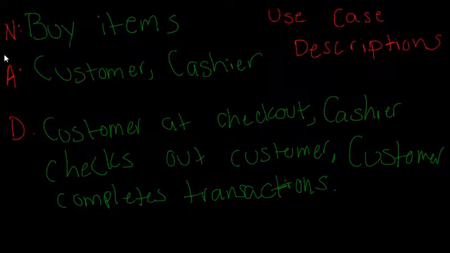So we have our use case and it's buy items. And then we have our actors, which is the customer and the cashier, which we saw in our diagram. And then we have our description, which is the customer arrives at checkout. Let's go ahead and put that in there. Customer arrives at checkout. Then the cashier checks out the customer, that might be more grammatically appropriate. Then the customer completes the transaction. We're just going to proofread my own writing here. So the customer arrives at checkout, the cashier checks out the customer, then the customer completes the transaction.